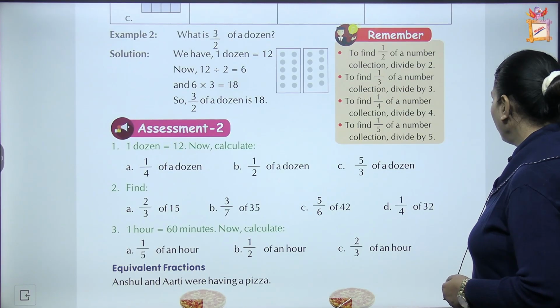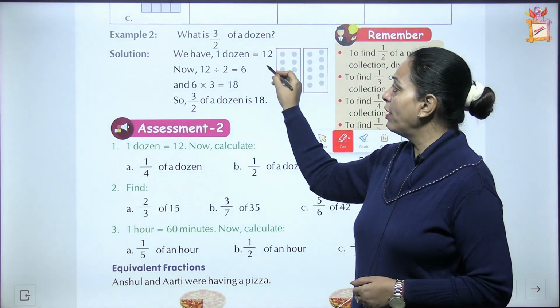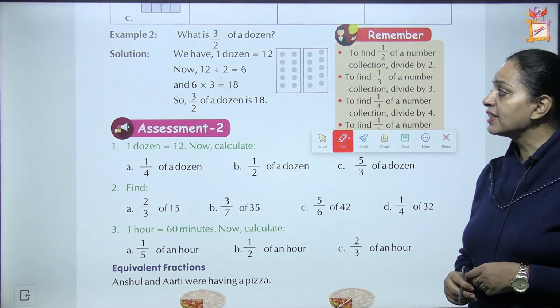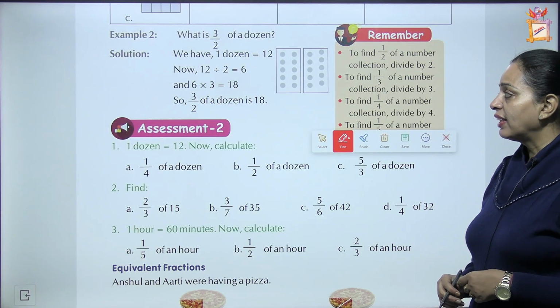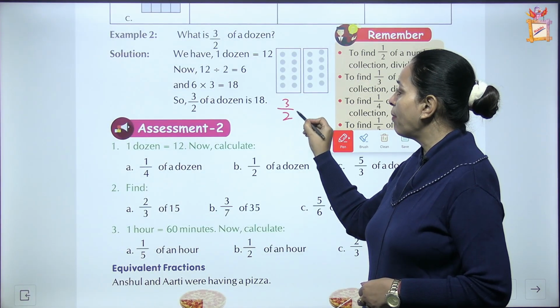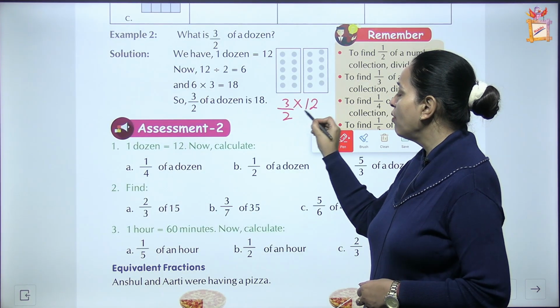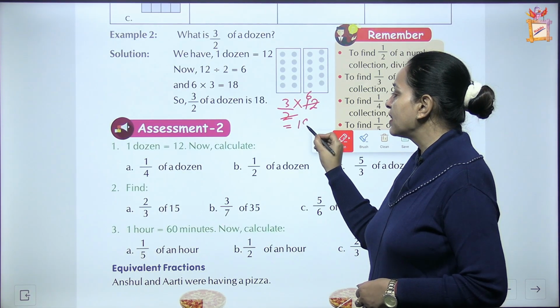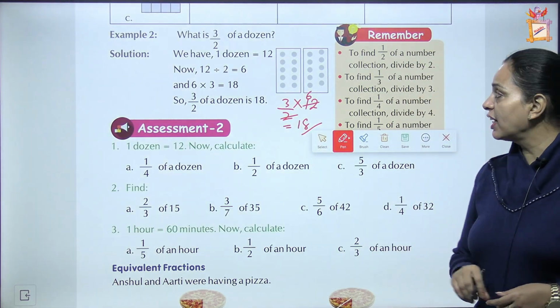हम लेंगे 3 by 2 means 12 को हम 2 से divide कर देंगे, that is 6, and then 6 multiplied by 3, that is 18. So how we can do it? We can write like this: 3 by 2 multiplied by 12. So 2 6s are 12. 3 multiply 6, this is 18. I hope this is clear to you.